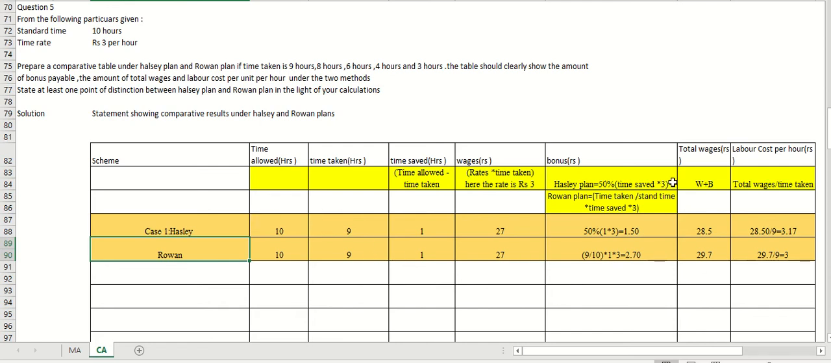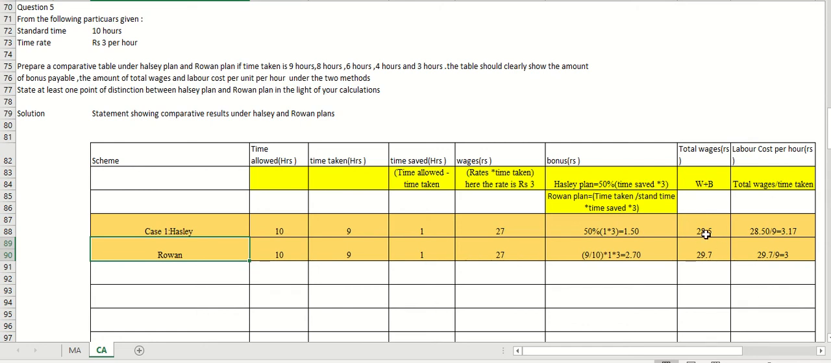So how will we basically calculate the total earnings? Rate into time taken plus the bonus. So under the Halsey method, you will calculate the bonus, which is equal to 50% into time saved into 3. Under the Rowan method, the bonus calculation will differ, which is time taken divided by standard time into time saved into 3. So if you get the total wages, you're supposed to also calculate the labor cost per unit. So the labor cost calculation formula is total wages divided by time taken.